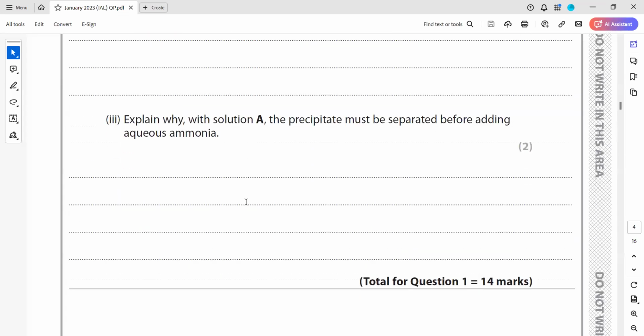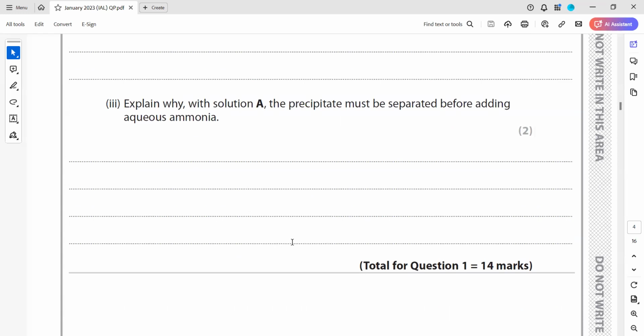Explain why the precipitate must be separated from solution A before adding aqueous ammonia. Like, why should we filter off? Because solution A is already a colored solution, so the result might be interfered with. We already identified that solution A contains iron(II) ion, and the other ion might be chloride, maybe bromide.